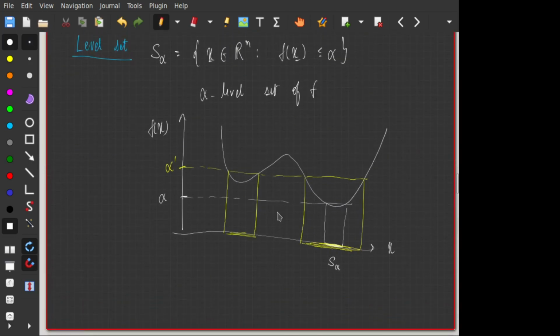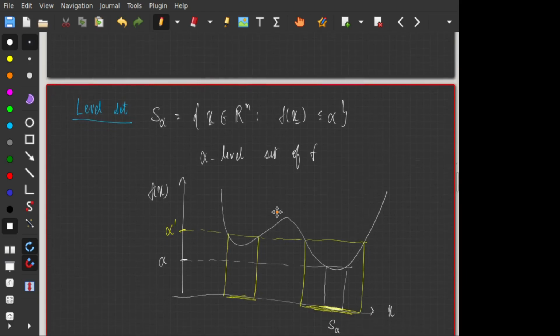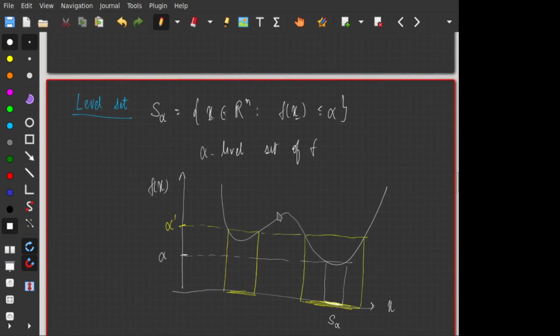So just a quick recap of what we were doing so far. We defined what convex functions are, and we looked at some tests to check whether a given function is convex or not. This included the first derivative test and the second derivative test. And after that, we looked at some sets corresponding to convex functions.